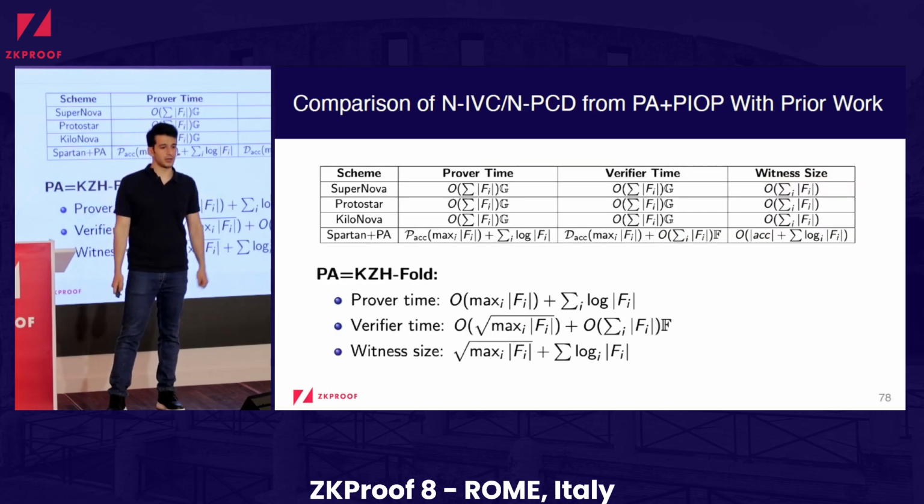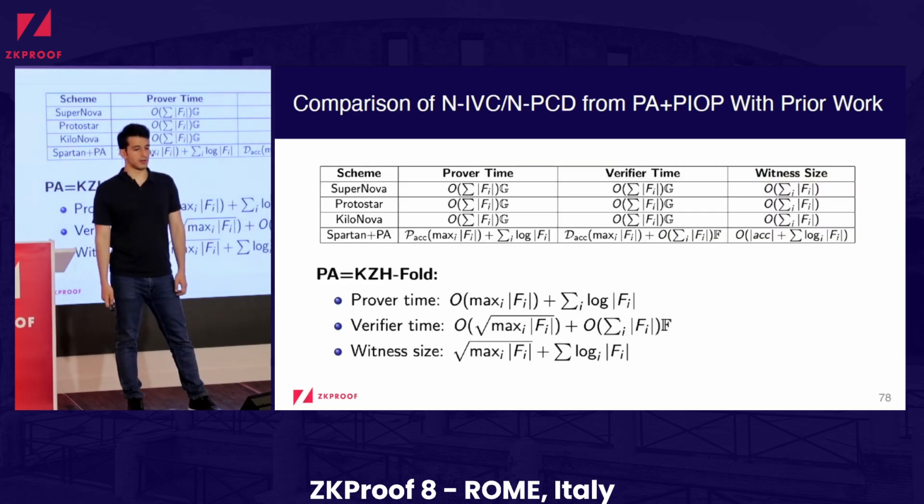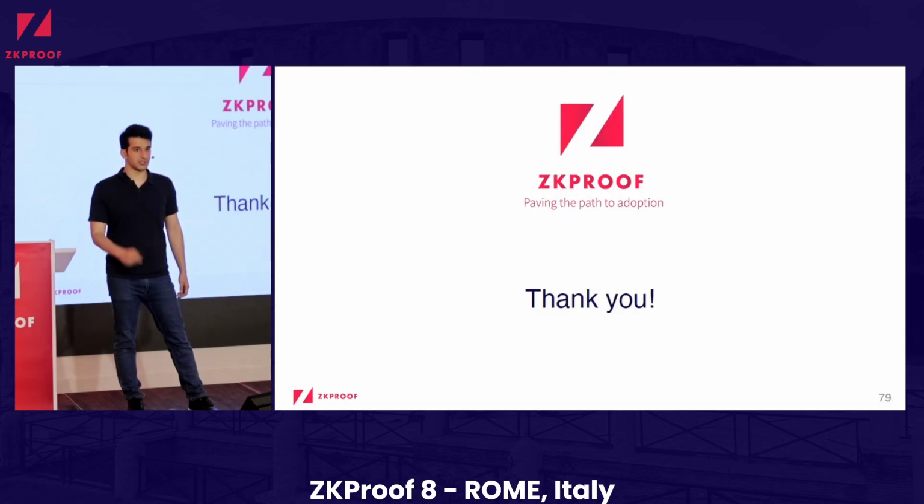And if I want to compare our non-uniform PCD scheme with the prior work, which is Supernova, Protostar, Kilonova, we see that for all of them, the prover time, verifier time, and the witness size, which is basically the communication, grows with the combined size of all the instructions, whilst for our scheme, which we call Spartan plus PA, it really grows with the maximum size of all the instructions. And you can instantiate it concretely with KZH-Fold as well to get better efficiency. Thank you.